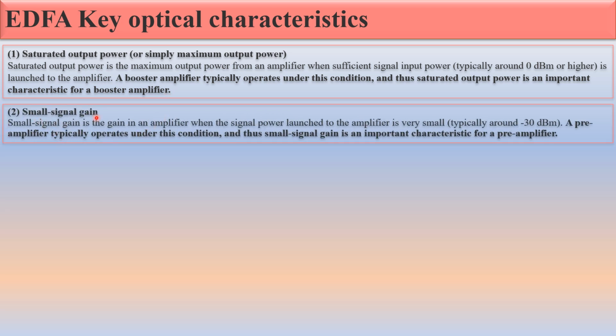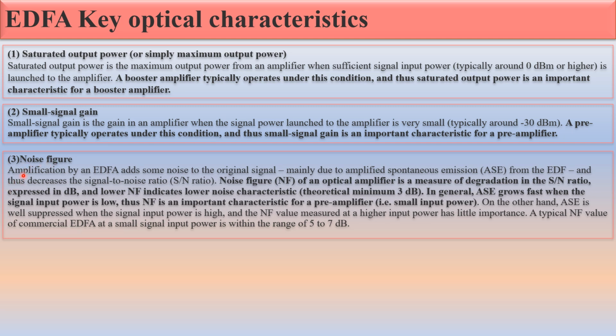A small signal gain is the gain in an amplifier when the signal power launched to the amplifier is very small, typically around minus 30 dBm. A pre-amplifier typically operates under these conditions, and thus small signal gain is an important characteristic of a pre-amplifier. So here you can see the saturated optical power is the main characteristic of the booster amplifier. A small signal gain is the main characteristic of the pre-amplifier.